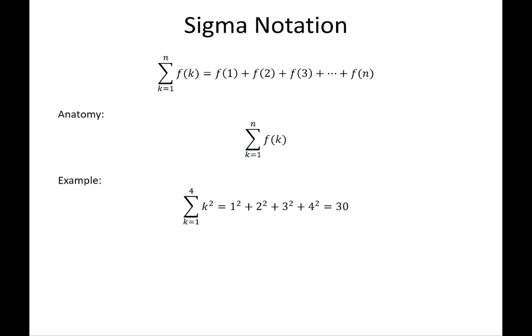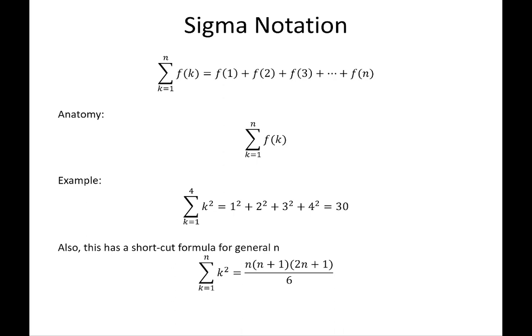So here's one example of a function. f of k is equal to k squared. Sum from k equals 1 to 4 of k squared. We could rewrite that as the first value of the index, k equals 1 squared, plus the second value of the index, k equals 2 squared, so 1 squared plus 2 squared plus 3 squared plus 4 squared, and then simplify. 1 plus 4 plus 9 plus 16, and we get 30.